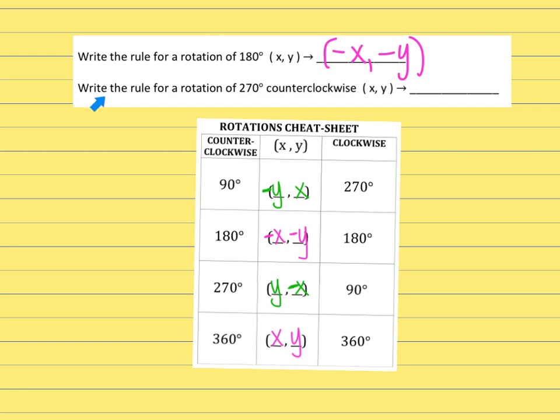Then the second one says write the rule for a rotation of 270 counterclockwise. So we're getting to do a different one this time. 270 counterclockwise. So counterclockwise, 270 says I should go y, negative x. So remember, anytime it's 270 or 90, switch positions. It's kind of hard to remember sometimes which one's supposed to be negative or the opposite. So that's why I make this chart for myself, because then I can just look at it. All right. There are your algebraic rules for rotations.